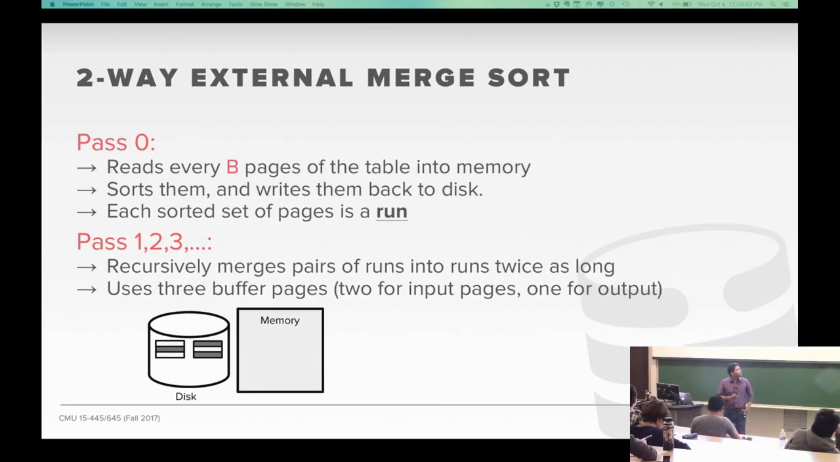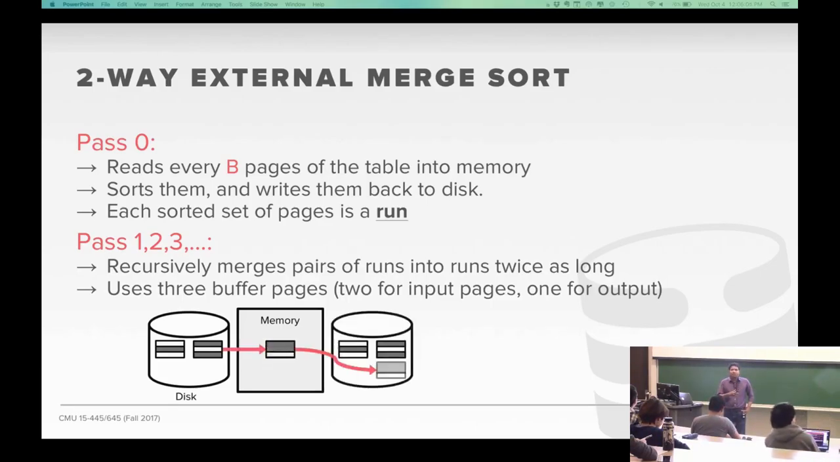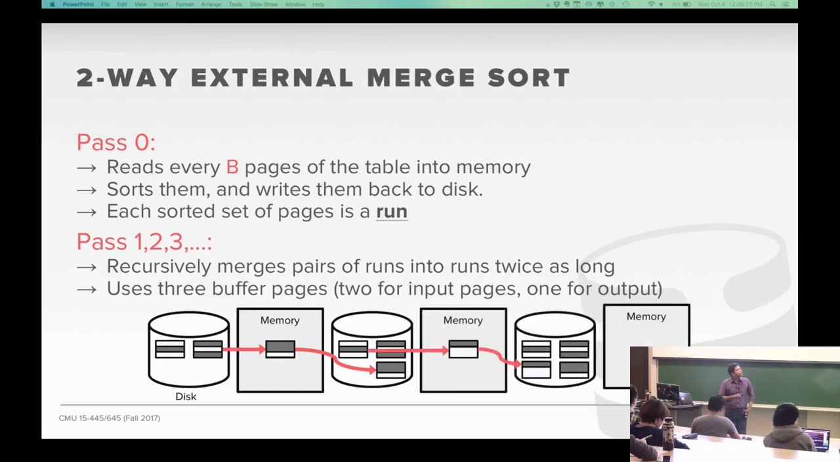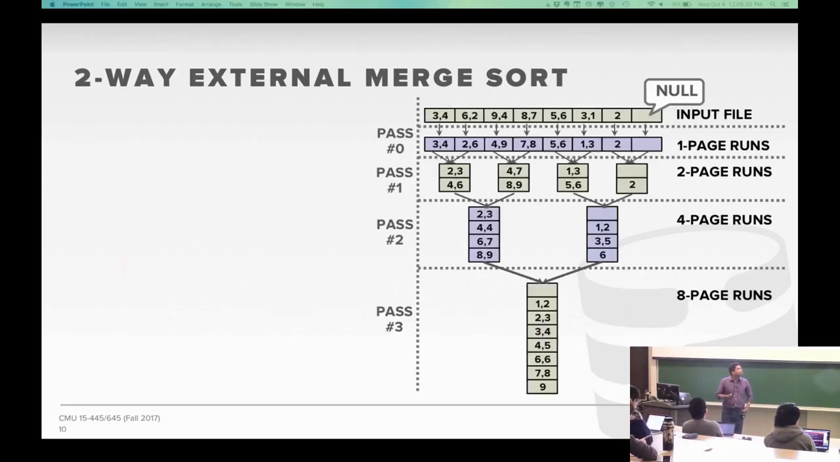So this is illustrated here. We sort it in memory, and then we create runs, and then we merge them back into larger runs, right? You can see that at each step of this algorithm, we make use of three buffer pages, two for scanning the input pages, the input tables, and then one for the output, okay?